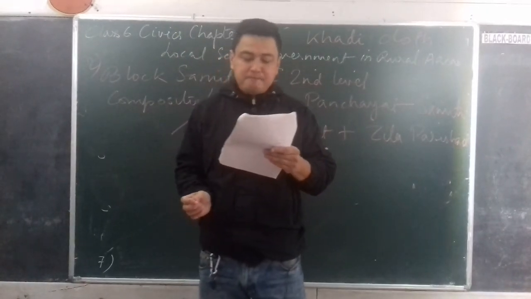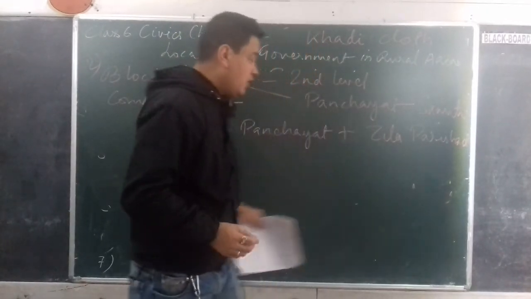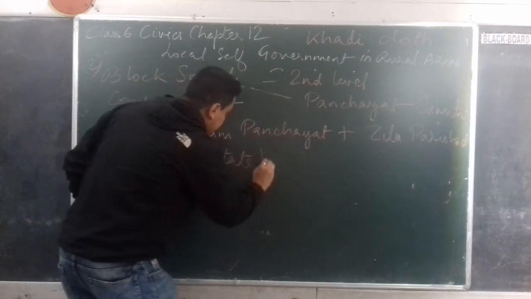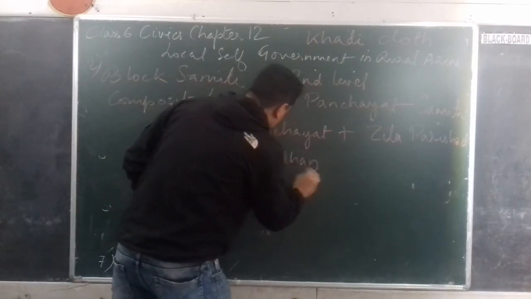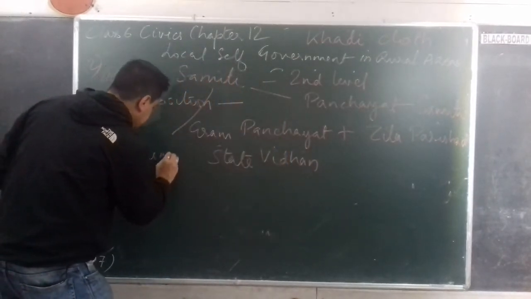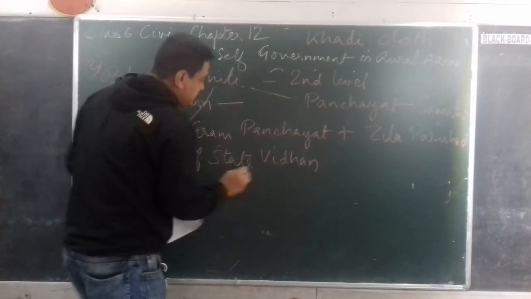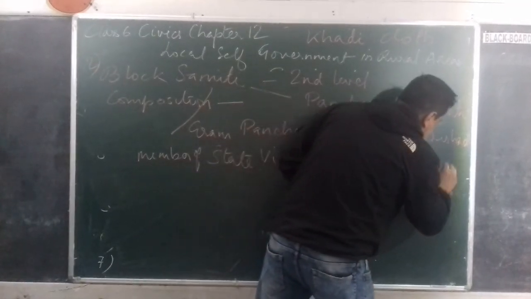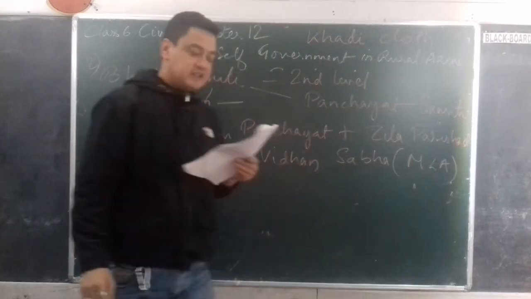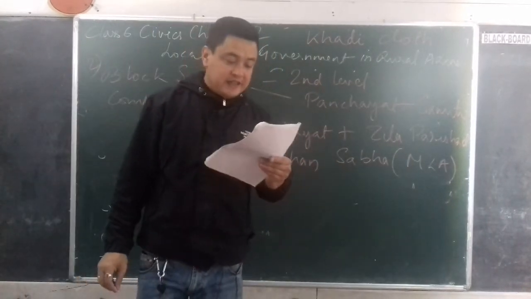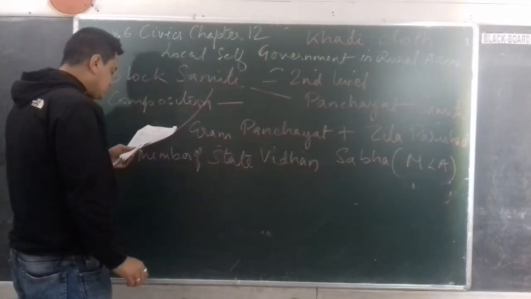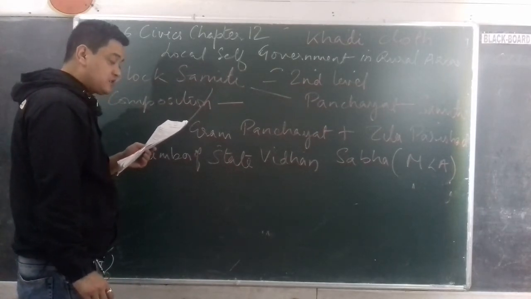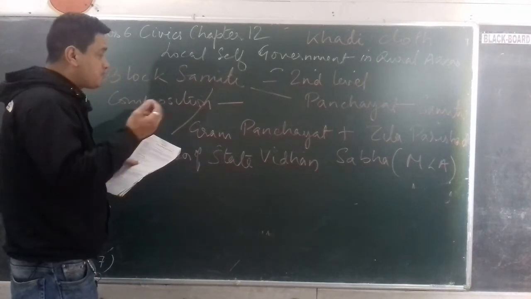Besides this, the members of the state Vidhan Sabha. What is state Vidhan Sabha? We are talking about MLAs, members of legislative assembly. Vidhan Parishad and Lok Sabha and Rajya Sabha and members of the block, scheduled castes and scheduled tribes are its members. So who are the members of the block samiti?